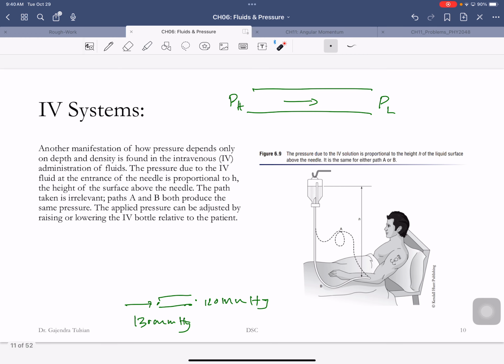Now the pressure at this point, at the entrance of the needle, doesn't depend on how this pipe is shaped. All that matters is this height.